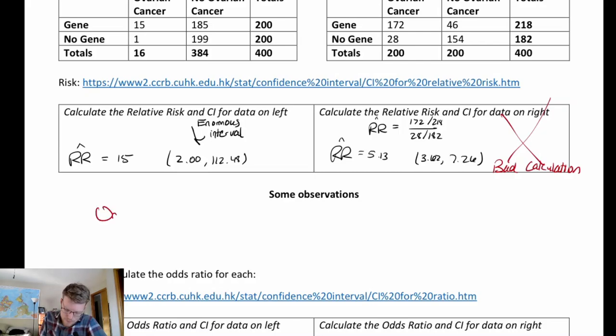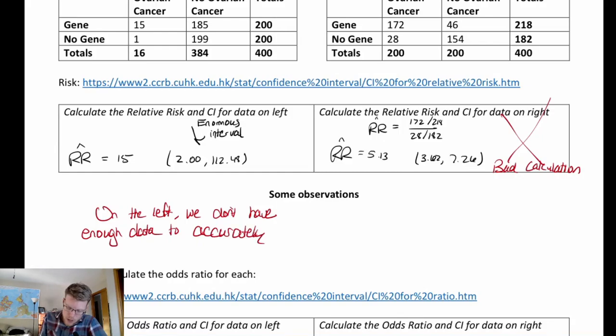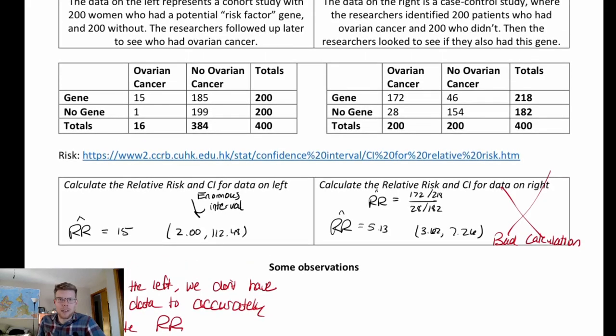So on the left, the issue here is that we don't have enough data to accurately estimate RR. So even though we can come up with a point estimate, we can produce an interval, our interval is so enormous that it's not super helpful. And that's the case when we had this low incidence situation, that it's kind of hard to find people who get ovarian cancer unless we have a really large sample of people that we're beginning with.